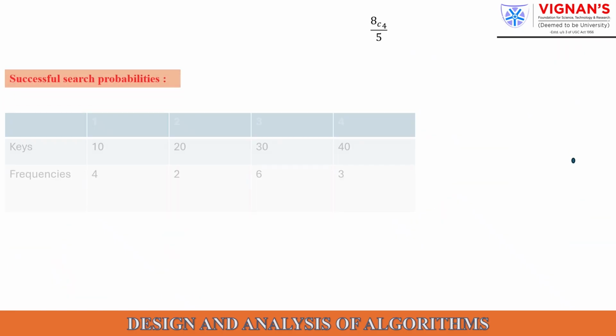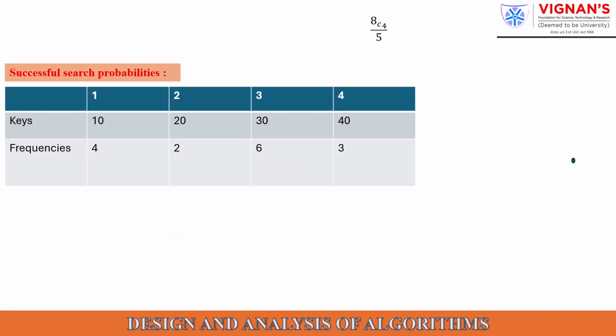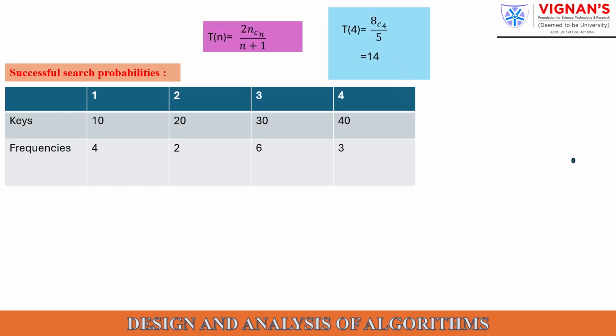Here given 4 keys, 10, 20, 30, and 40 with successful search frequencies 4, 2, 6, and 3. Using the Catalan number formula, multiple binary search trees are possible. To find the optimal one, we use dynamic programming. The cost function is C(i, j) equals the minimum of C(i, k-1) plus C(k+1, j), plus the sum of probabilities from i to j.